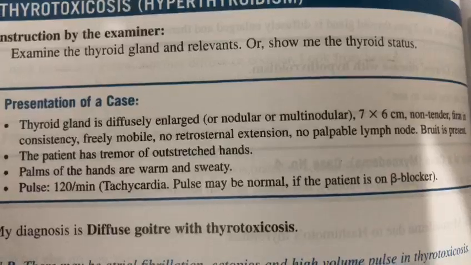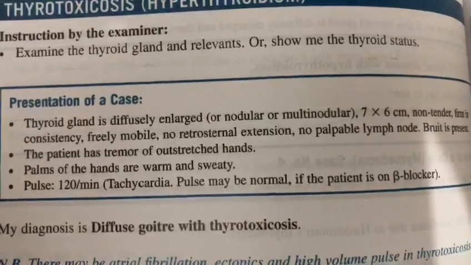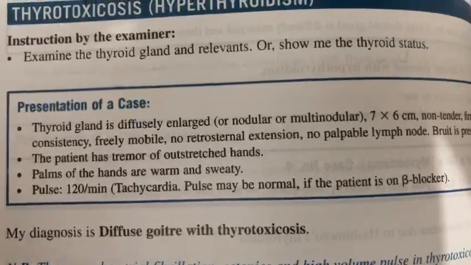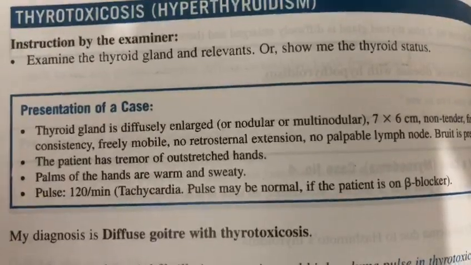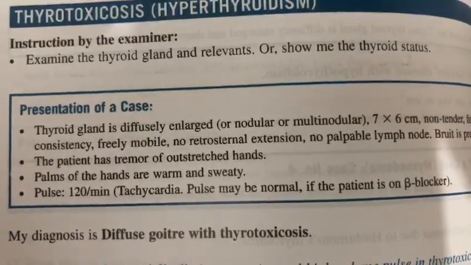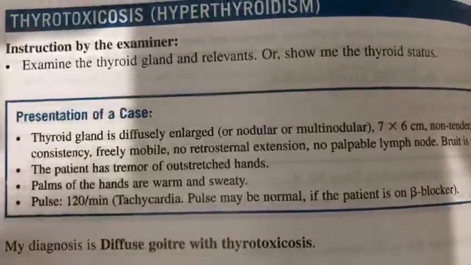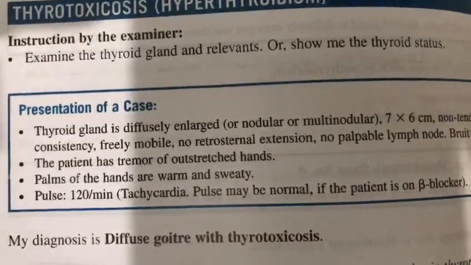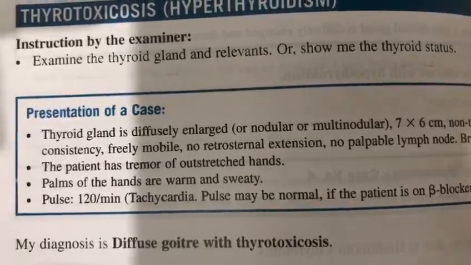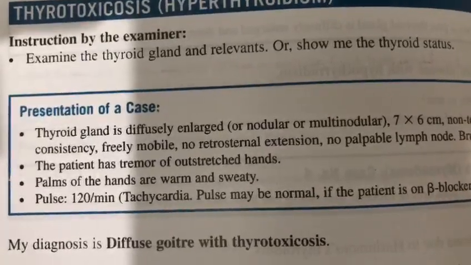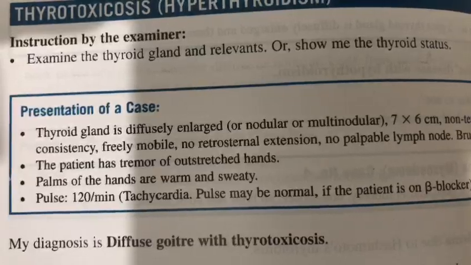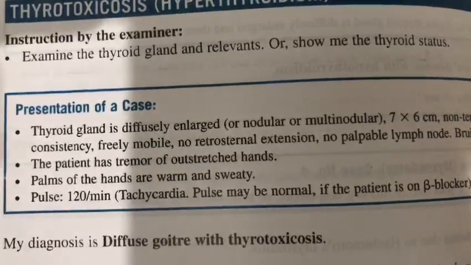Pulse 120 per minute. Pulse may be normal if the patient is on beta blocker. My diagnosis is diffuse goiter with thyrotoxicosis. There are certain questions, like there may be atrial fibrillations, ectopics, and high volume pulse in thyrotoxicosis.